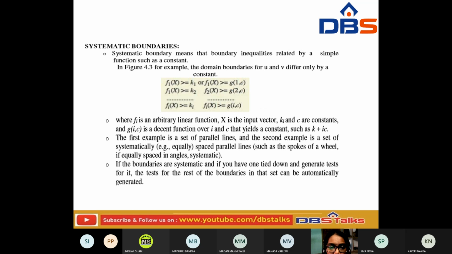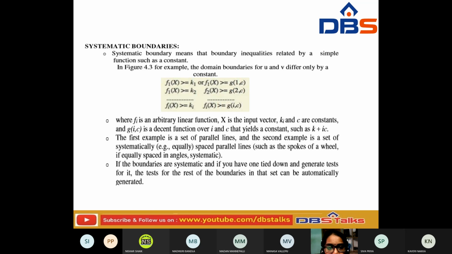See, if it is a systematic boundary, systematic boundary means that the boundary inequalities are related by a simple function such as a constant. Suppose you have observed this example, the domain boundaries for u and v differ only by a constant. See, we are having two domains. Suppose we are assuming that we are having two domains, one is u and another one is v. So these two differ only by a constant.